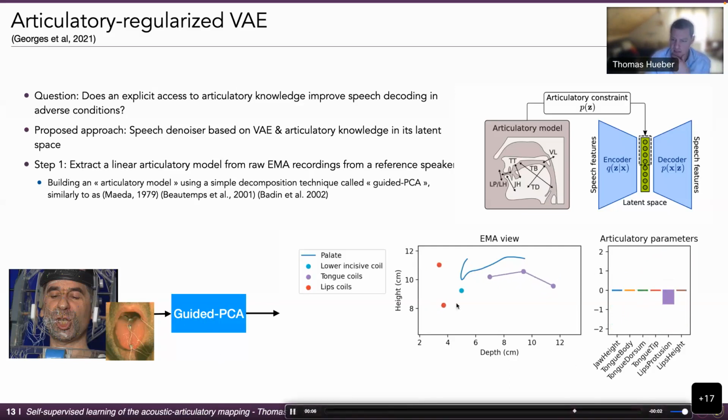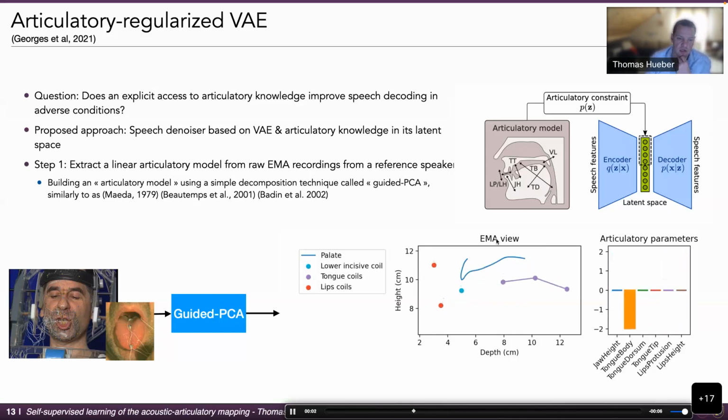And what we get is, I hope you can see this little animation here. On this figure, we have the representation in the vocal tract space. We have in purple three coils attached to the tongue, and the tongue tip is here on the left. We have this blue point, which is the jaw. And here we have two coils on the lips, upper lip and lower lip.